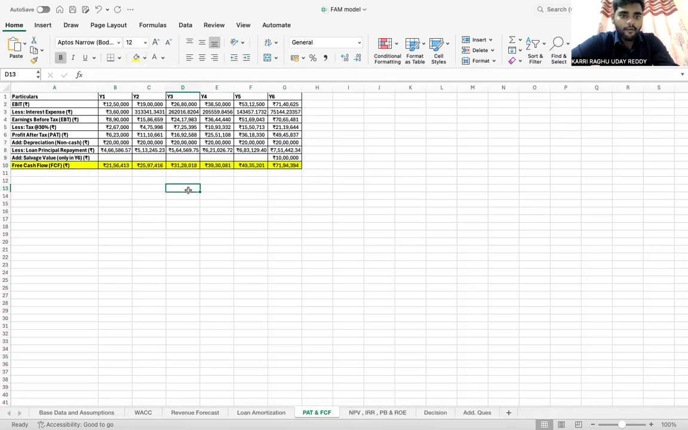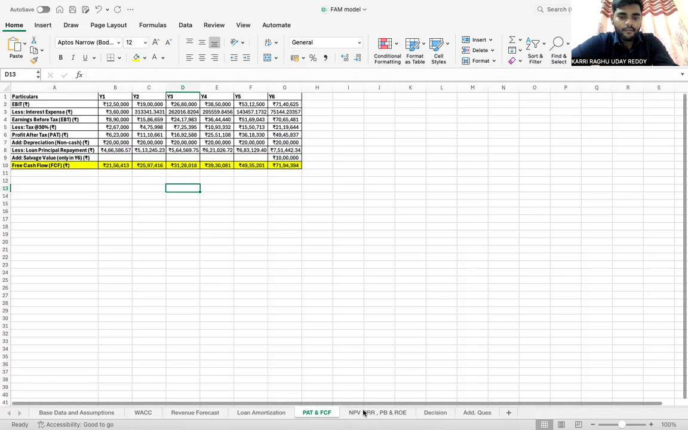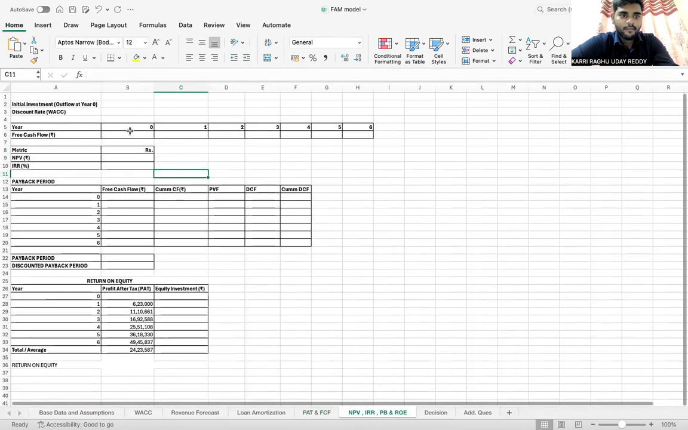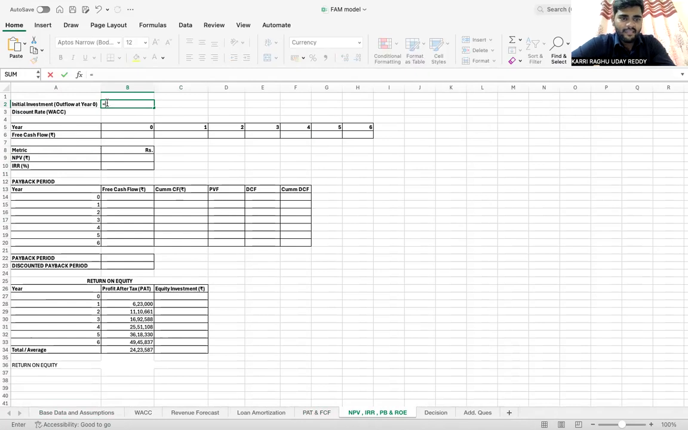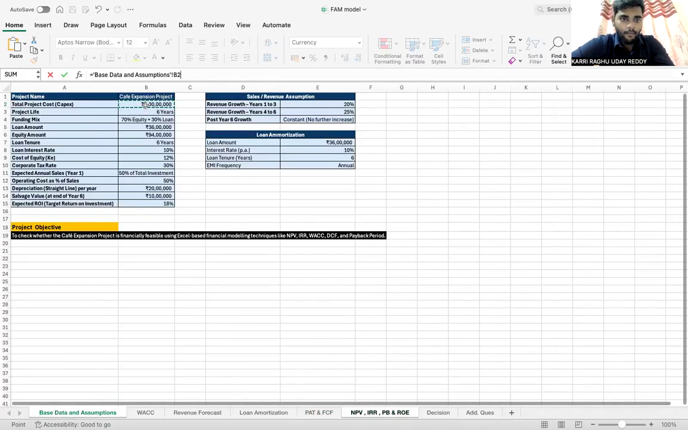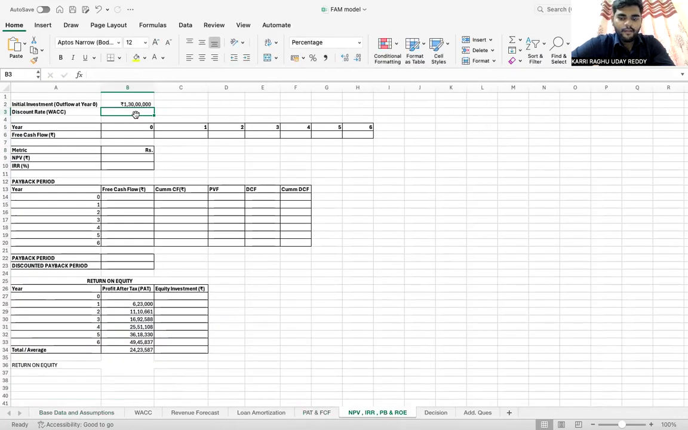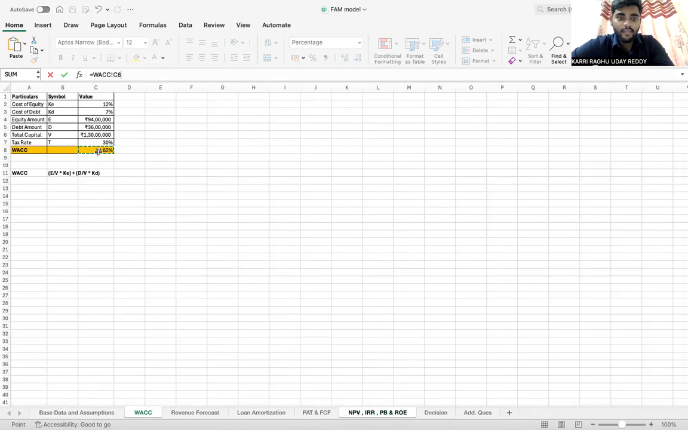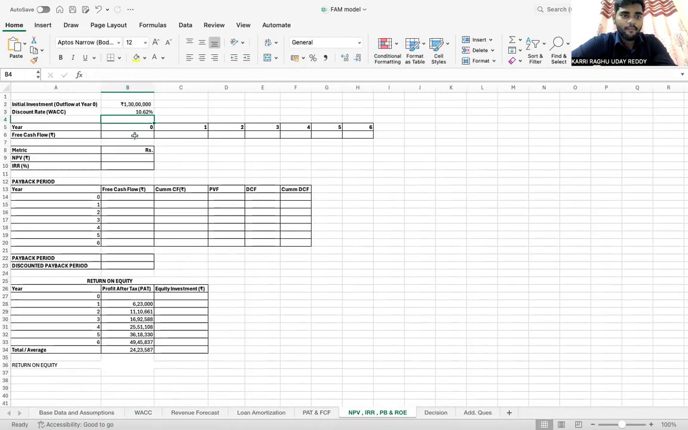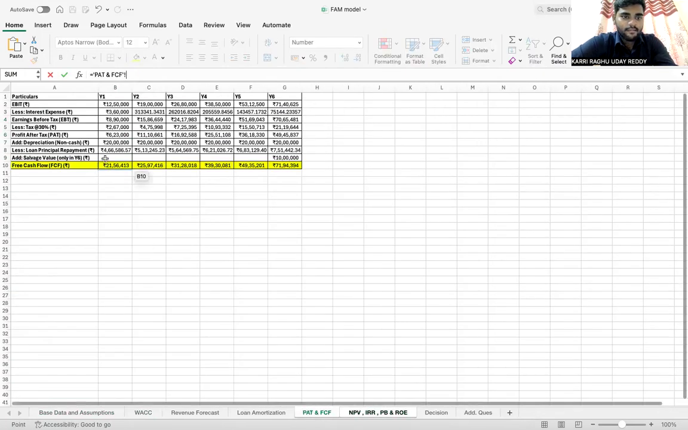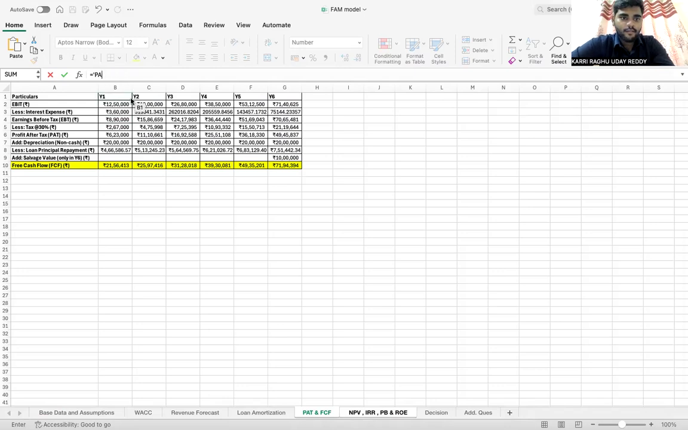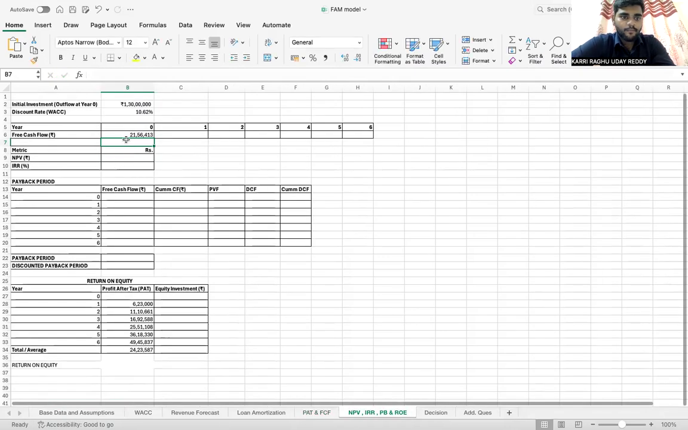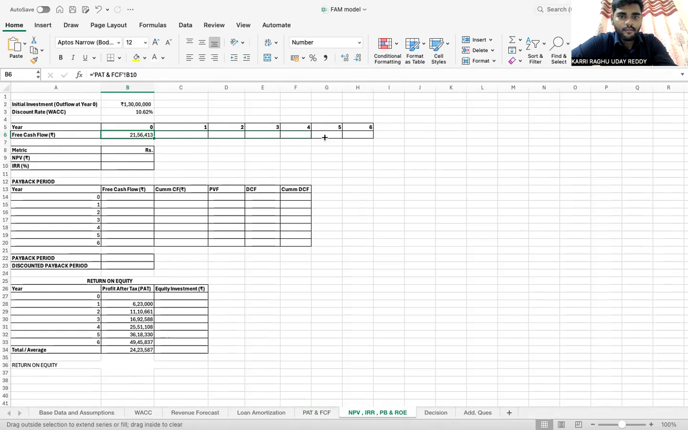Using this, we will calculate NPV, IRR, and payback period. So let us proceed to NPV calculation. The initial investment at year zero is given in assumptions as 1.3 crores, and the discounting rate is given. We have calculated using WACC, 10.62. As I mentioned before, we use this WACC value, and the free cash flow values we already calculated. Now I will drag the values here.